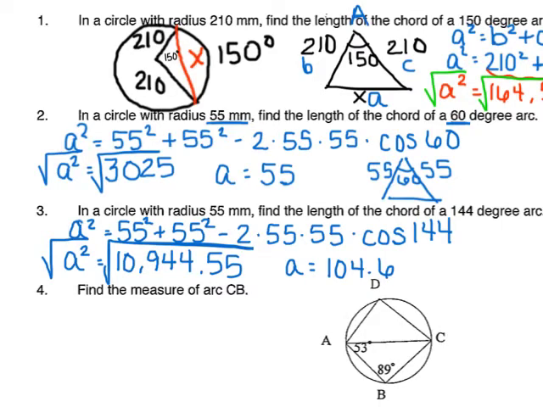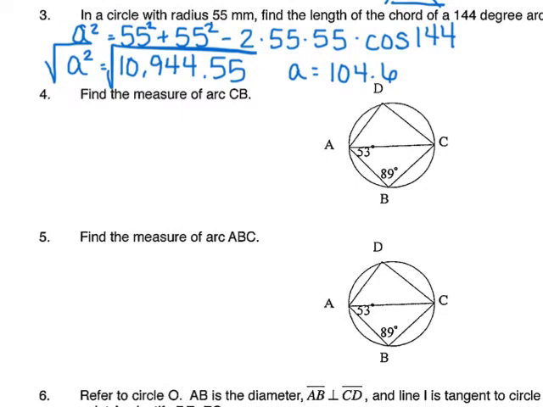Okay, number 4. Find the measure of arc CB. Well, arc CB is here. And the angle that intercepts that arc, gosh, I can't speak today, is this one here. So the 53-degree angle intercepts this arc, but what kind of angle is that? That's an inscribed angle because the vertex is over here. If the vertex is on the circle itself, it's an inscribed angle. If the vertex is in the center of the circle, you're working with a central angle.